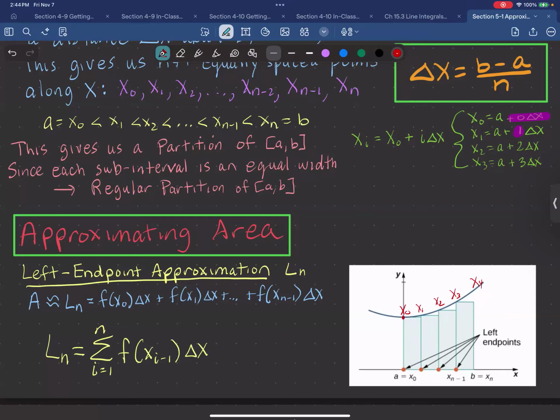The actual points on the line are f of x0, because that's the value there, f of x1, f of x2, f of x3. So to get the value of this rectangle, I'm going to multiply f of x0 times the width, and the width is our delta x.